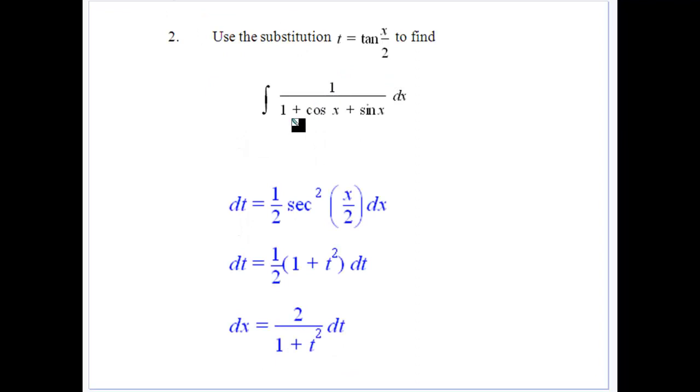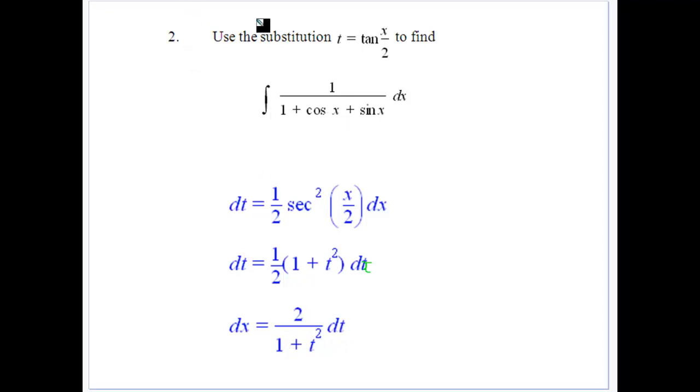This time we've got 1 over 1 plus cos x plus sine x. So t is tan of x on 2. So again, dt is half sec squared x on 2 dx, which we can substitute to get a half 1 plus t squared dx. And then the dx becomes 2 on 1 plus t squared dt.